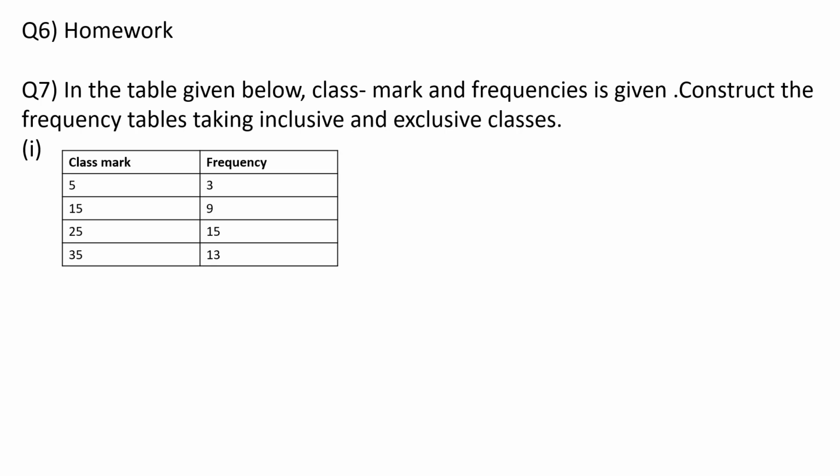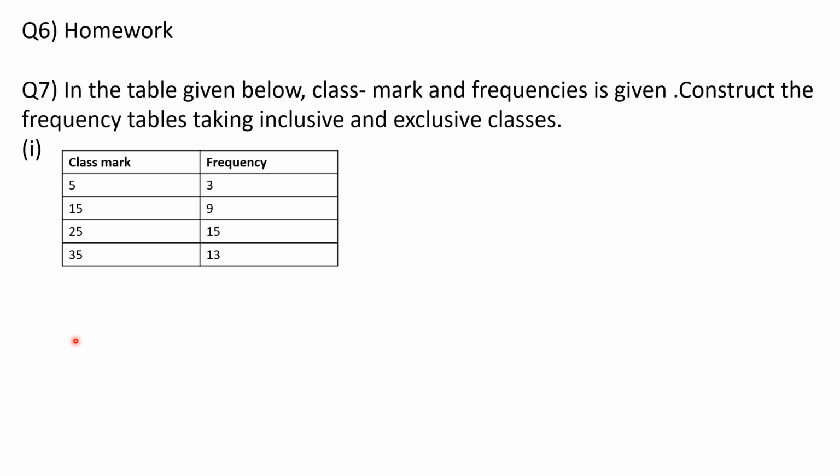Now the table given is class mark. In your book it is given as class width. You can write here class mark. Do that correction and write class mark. So the class marks are given and frequencies are given: class marks 5, 15, 25, 35 and frequencies 3, 9, 15 and 13. Now from this we have to make inclusive classes and exclusive classes, meaning you have to take classes in continuous form and non-continuous form. You have to make both the classes and both the tables.